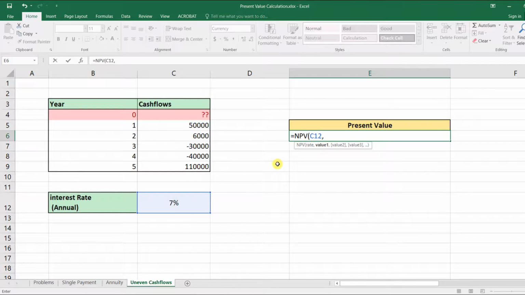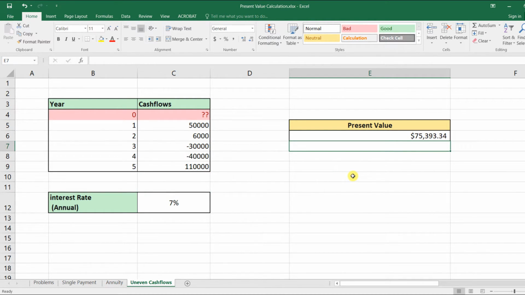Then we need to give the values of our cash flows, and of course in chronological order. So year 1's cash flow should be given first, then year 2's cash flow, and so on. What we'll do, we'll directly select all of these cash flows. To do this, select this cell and hold down the shift button and then select this cell. This will select all the cash flows in between. Then close the brackets and press enter. And as you can see, the present value of all these cash flows is $75,393.